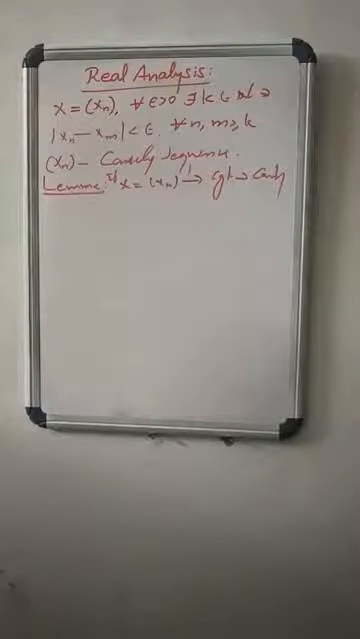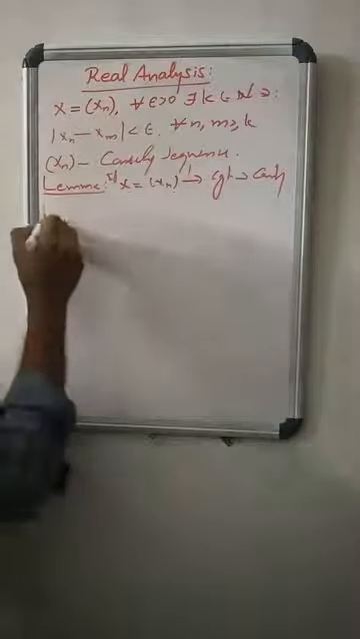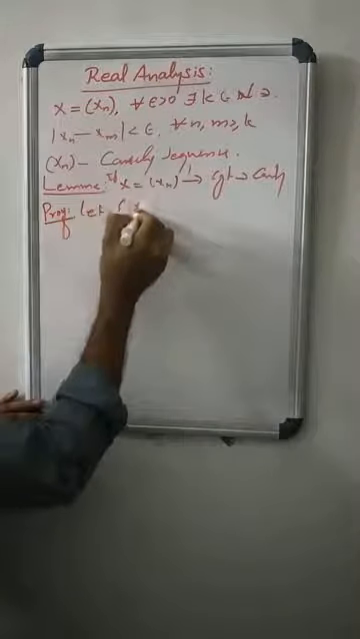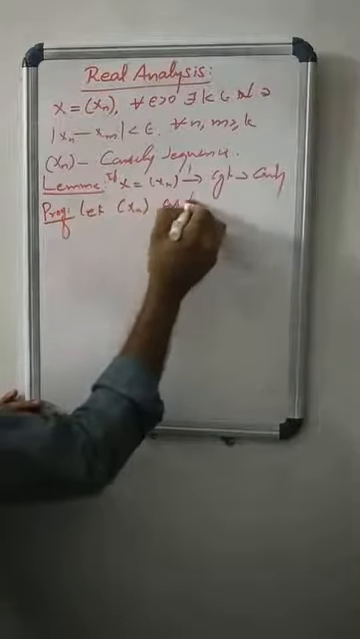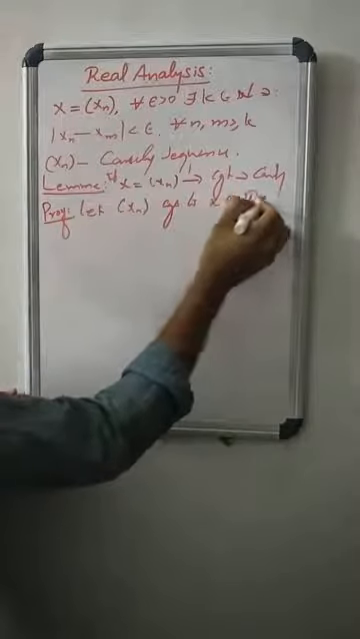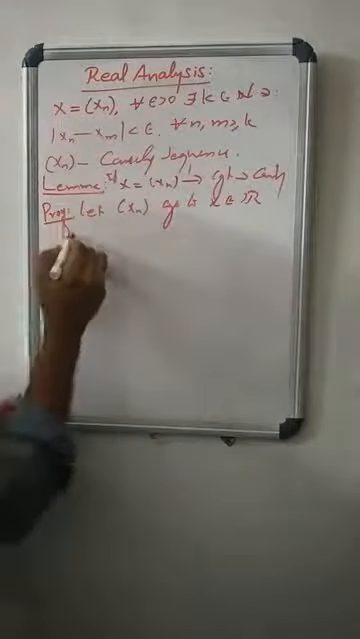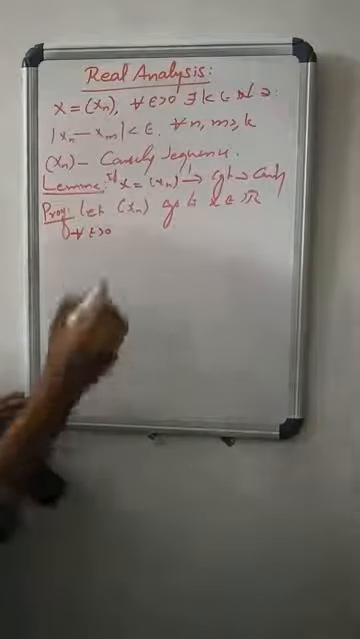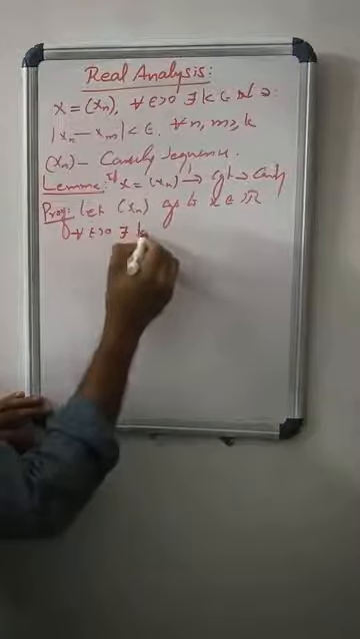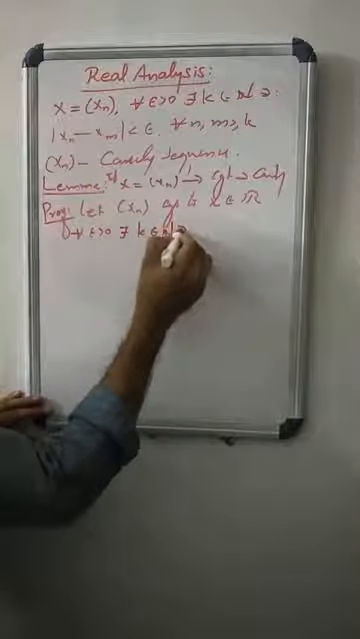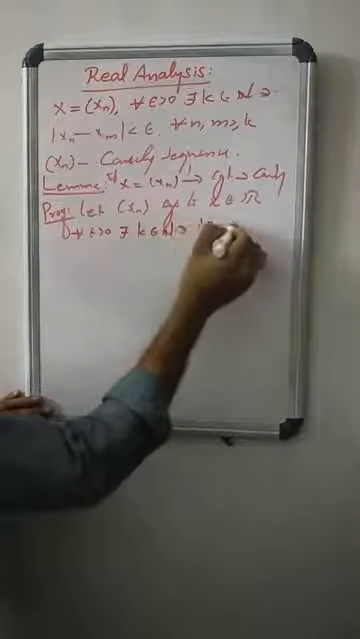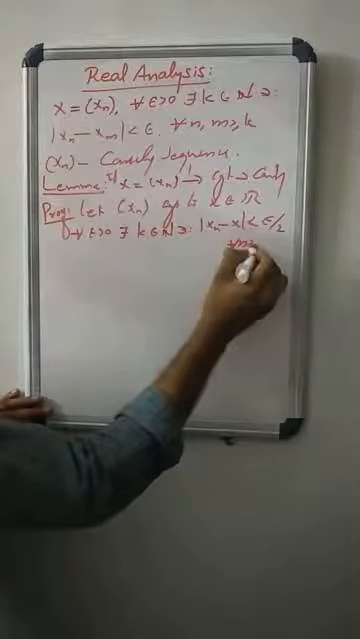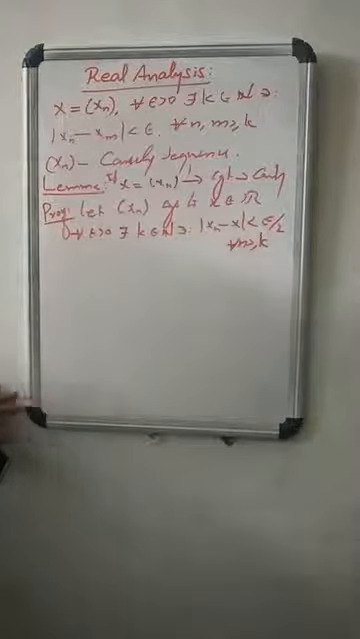How? Suppose the sequence x equals (xn) converges to some x in R. That means by definition, for all epsilon positive, there exists some k in the natural numbers such that modulus of xn minus x is strictly less than epsilon by 2 for all n greater than or equal to k. Agreed.